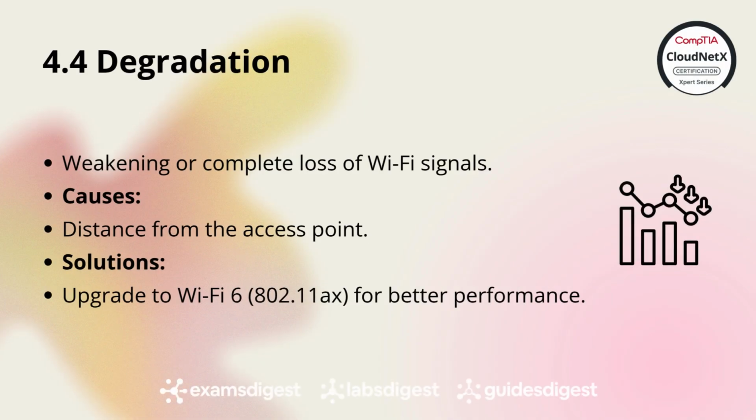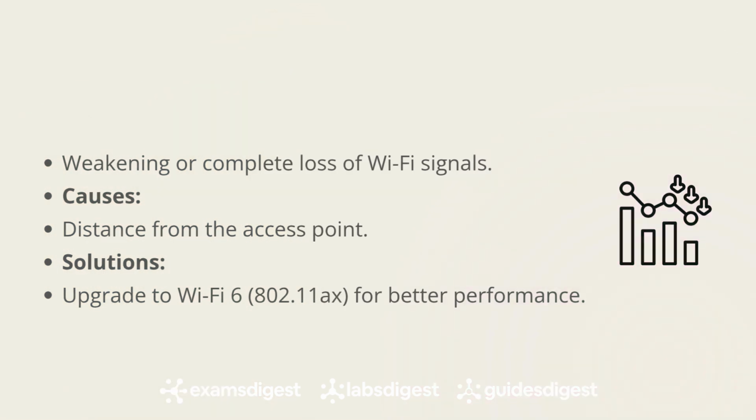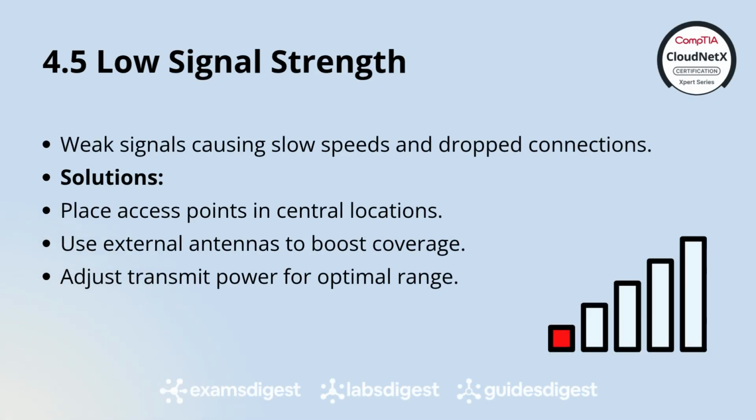Unlike signal loss, which occurs due to physical obstructions, signal degradation happens when the Wi-Fi signal weakens as it travels through the air. The further a device is from the access point, the weaker the signal becomes, leading to reduced speeds and increased latency. Low signal strength is another common issue that results in slow speeds and frequent disconnections.